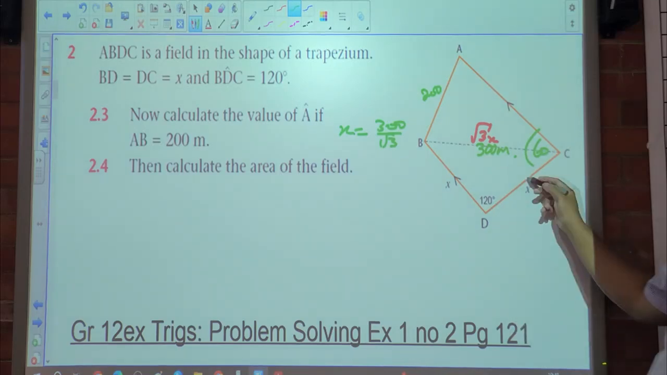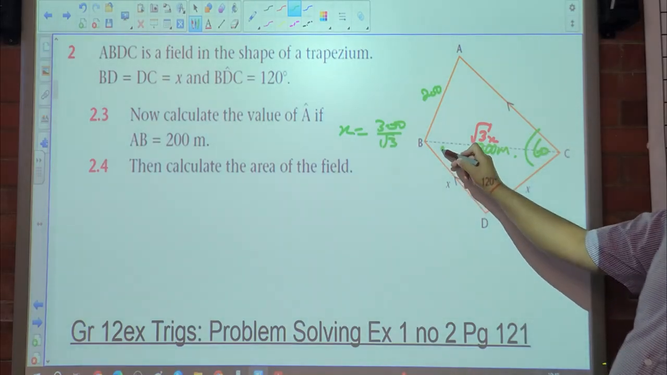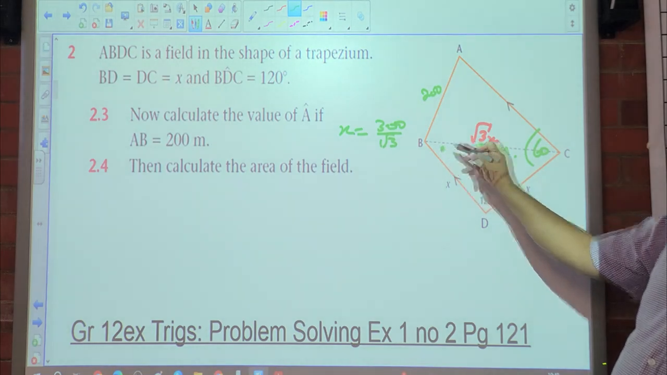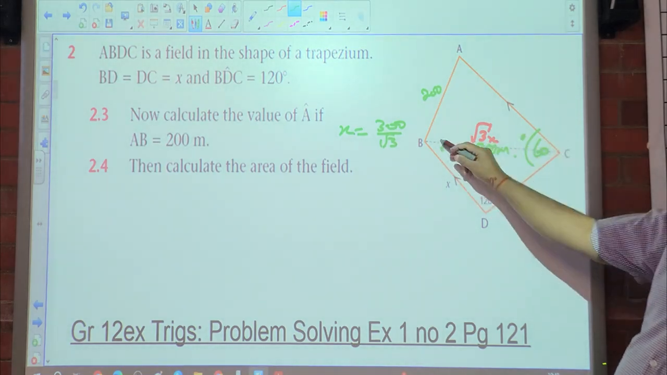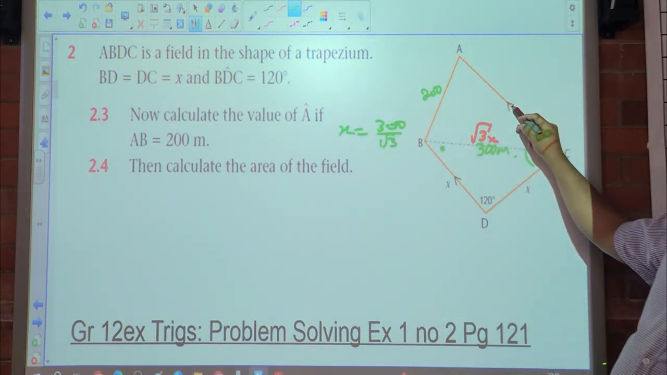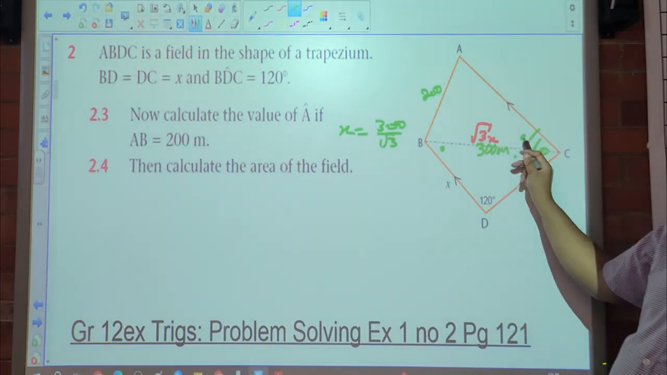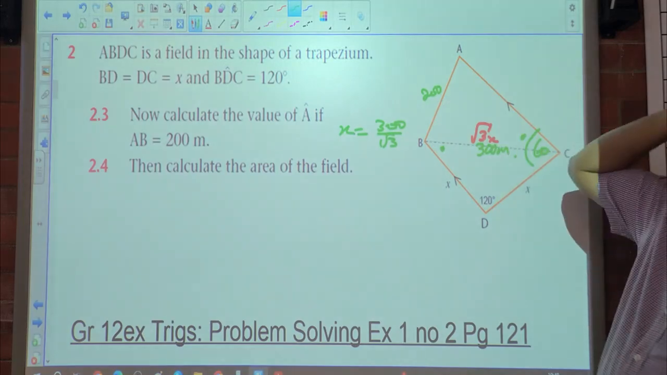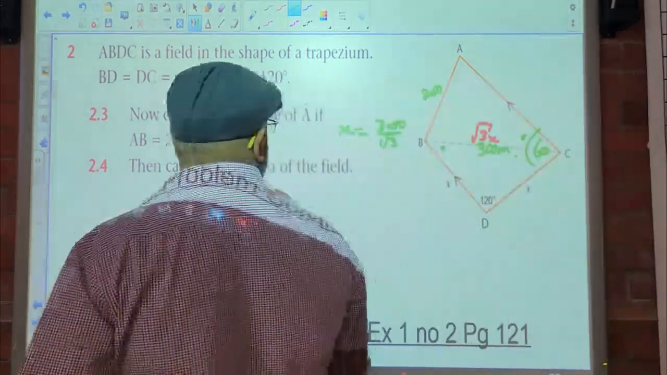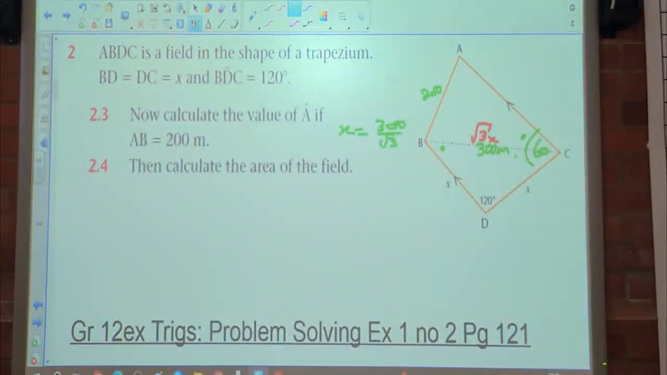I would almost want to say you're going to calculate this angle here. With that, you should be able to calculate this angle because that's alternate. And then because we got that, and an included angle, we can use the sine rule. But it's going to be a long way around. Isn't there an easier way? Yes? Ask.